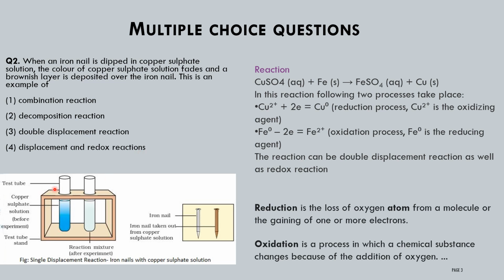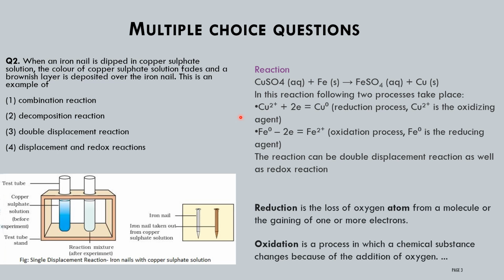In a test tube, take copper sulfate solution; copper crystals dissolved in water give you copper sulfate solution. Then the iron nail, in the beginning it will be black in color. Take an iron nail, completely immerse it in this copper sulfate solution, and leave it for some time. After some time you can see the color of the copper sulfate diminish, and a brownish layer gets deposited on the iron nail. Why do these changes happen? Let us discuss in detail here.